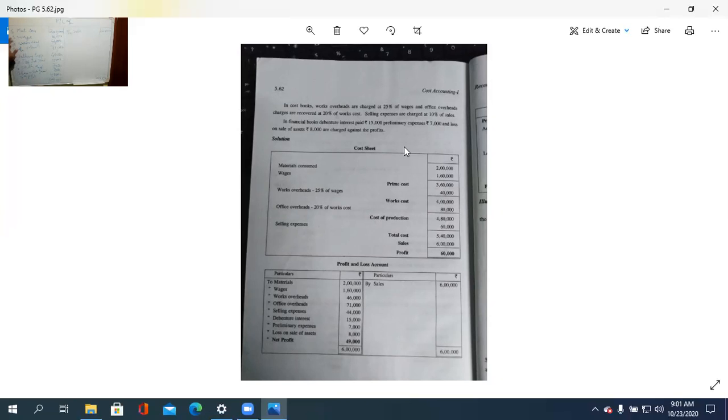Materials consumed is 2 lakh, wages is 1,60,000. Works overhead is 46,000, but in the cost books it is 40,000. So there is a difference there, isn't it? Office overhead 80,000, instead of that in the P&L 71,000. So there also a difference. Selling and distribution expenses 44,000. In that it is 60,000.